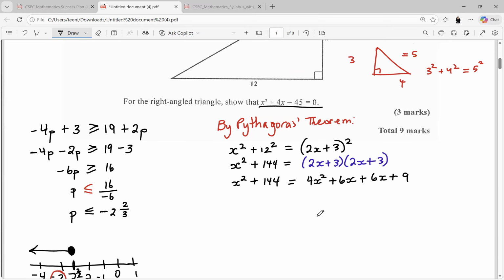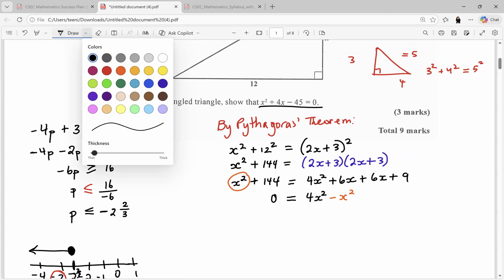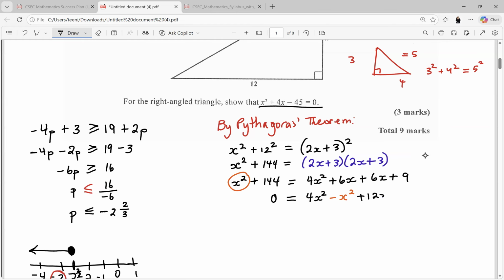All right, now you want to get every single thing from the left, all in one side, because you want it all to be equal to 0, right? So I'm actually going to move everything to the right-hand side. So here will remain as 0. On this side, I'll have 4x squared. Now I'm moving the x squared from here to the right-hand side, so it will become minus x squared. And then I have 6x plus 6x is 12x plus 9.